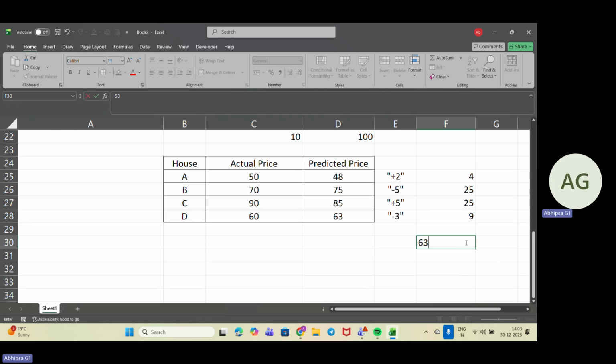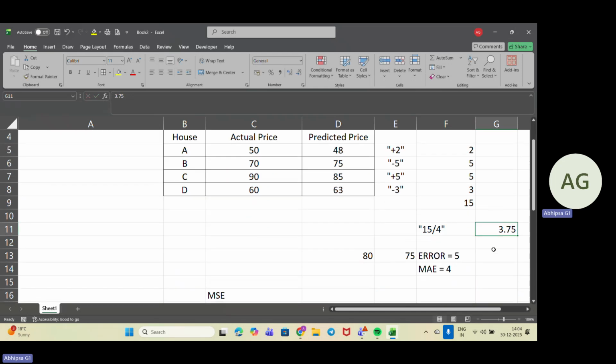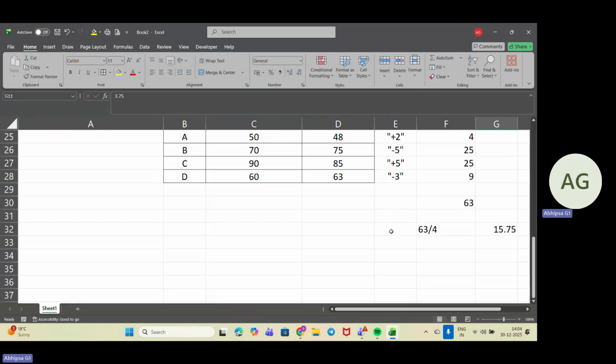Okay. Now we want to divide by the total number of houses, that is the mean. The number of houses here is 4. So MSE is coming down to 63 divided by 4, that is 15.75. So this is my MSE, my final result. Here you can see for MAE we got the value 3.75, but in case of MSE we have got the value 15.75.